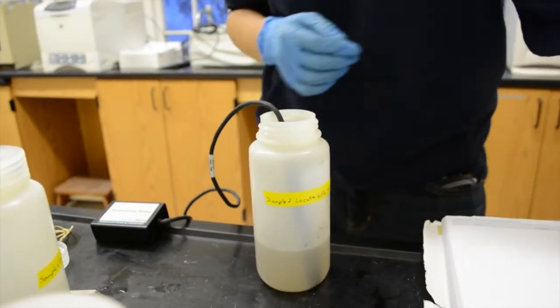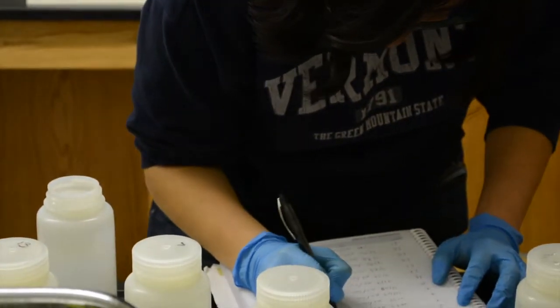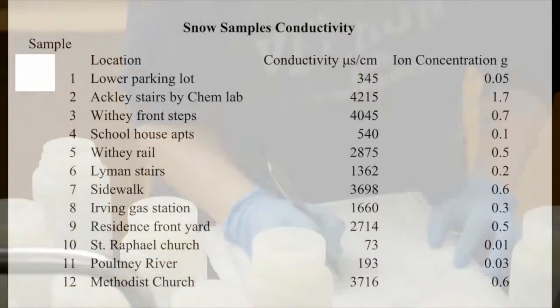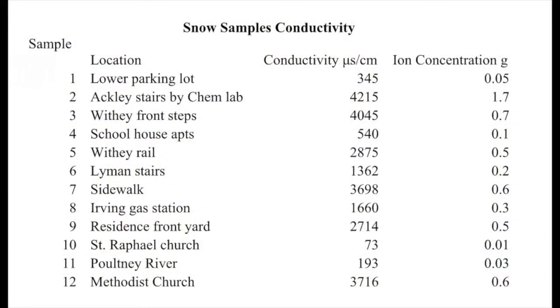Once the conductivity of all samples were acquired, using the formula obtained from the standard curve, the ion concentrations were then found and recorded on the data table of snow samples.